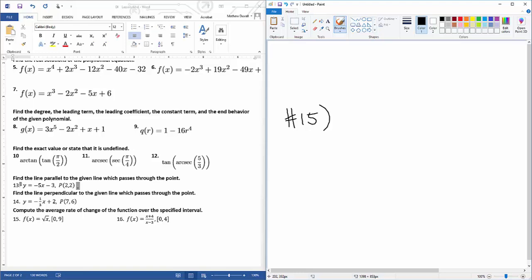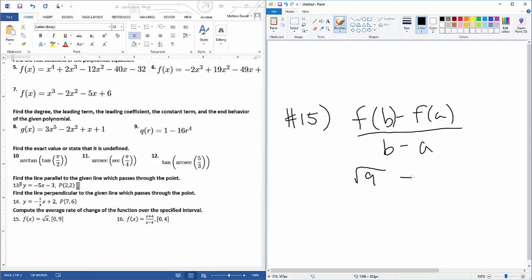The average rate of change, that's f of b minus f of a over b minus a. So f of b would be square root 9 minus f of a, which is square root 0, over 9 minus 0.